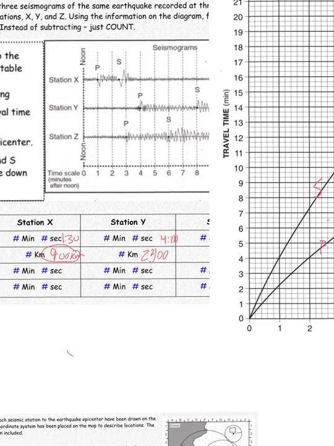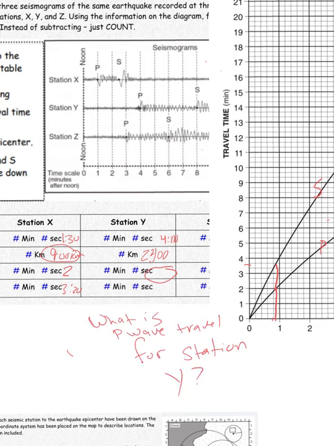And if you go to 900 and you read up to the P wave, you're going to find out that the P wave's travel time is basically 2 minutes. If you go up to the next one to find the S wave and read across, it's going to be 3 minutes and 20 seconds. All right. So I would like you guys to do the next one. I want you to tell me the P wave travel time. So what is the P wave travel time for station Y, given that its distance is 2,400?